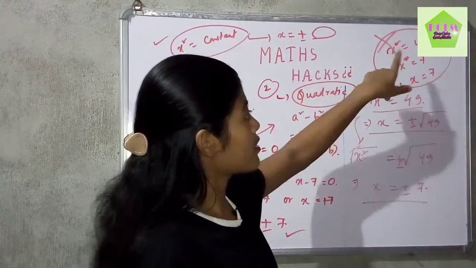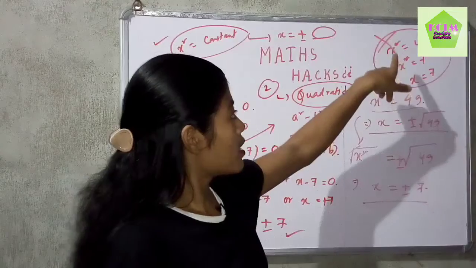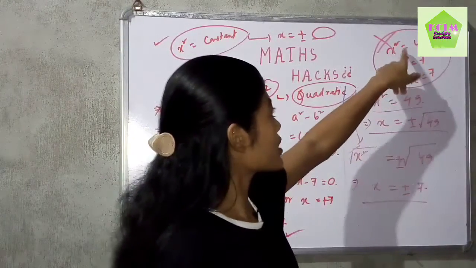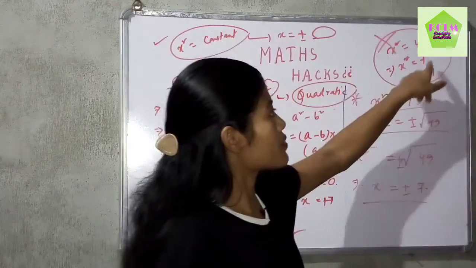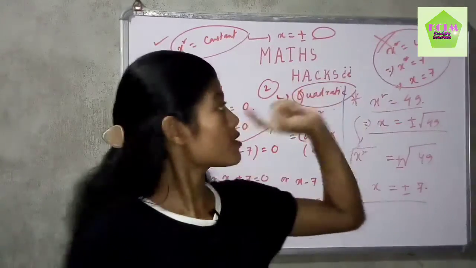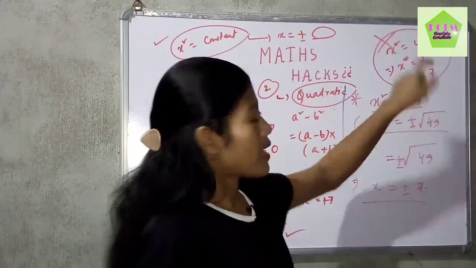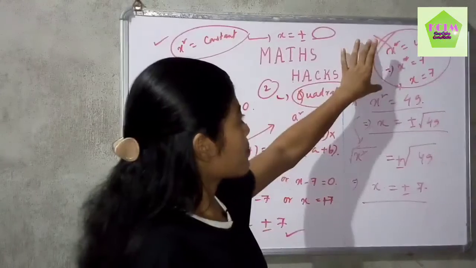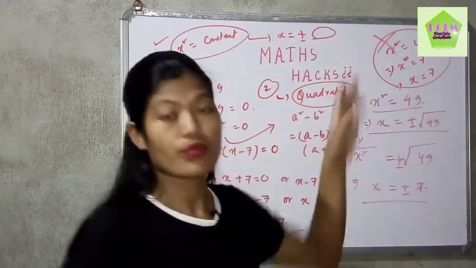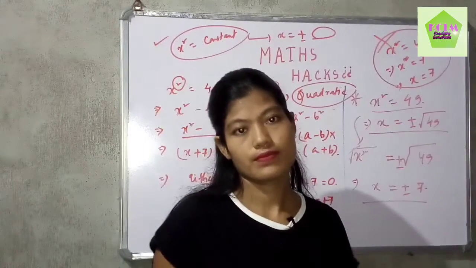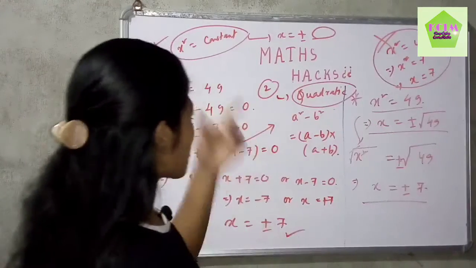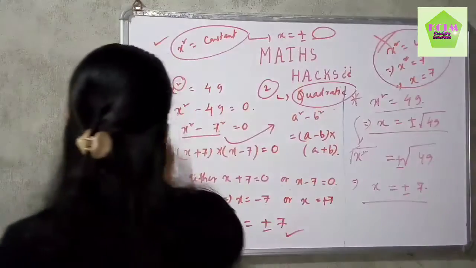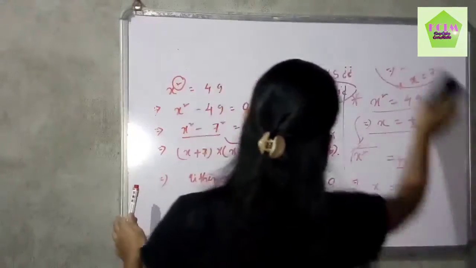This is definitely wrong, but some of the students always face this problem. They write that x square equal 49 means x square equals 7 square, square cancels out, then they take x equals 7, but this is definitely wrong. If we proceed with this method, then we are missing a solution. So I hope this point is clear to you. The first point was about the square root of a number.